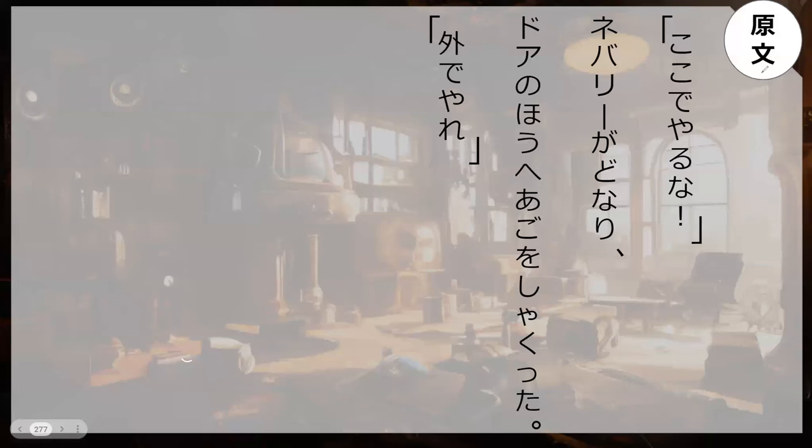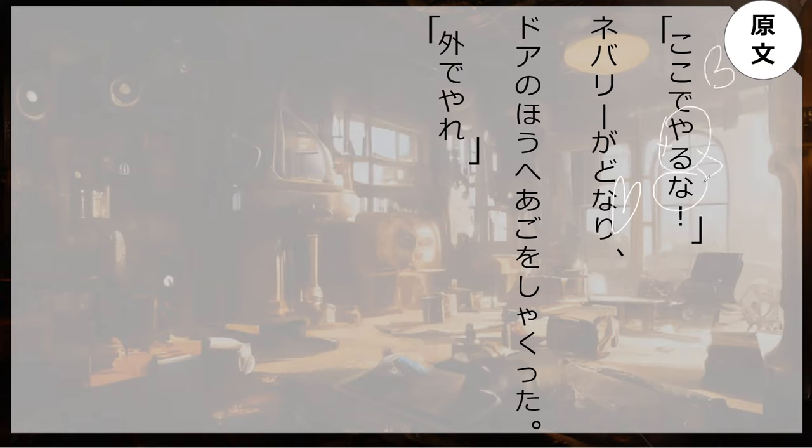Okay, let's go read this line from the book. Koko de yaru na. Nebari ga donari. He yelled. And doa no ho e ago o shakuta. Soto de yare. So he yells, koko de yaru na. Koko de is here, yaru is do. He says, don't do it here. Don't do it here. Here. Exactly.